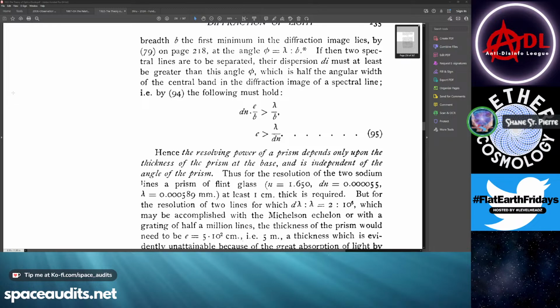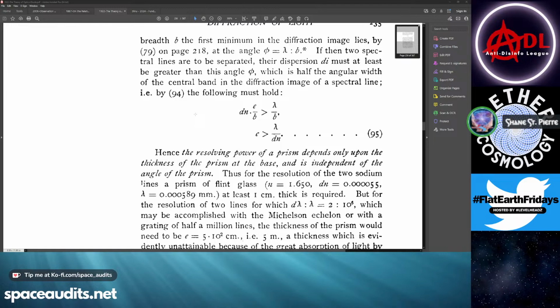Where the B by the first minimum in the diffraction image lies, on page 218, the angle is that theta equals phi, lambda phi. Phi. All right, so phi equals lambda over B, whatever asterisk is. What's asterisk in this context? Your guess is as good as mine. Right, I'm just going to skip it.